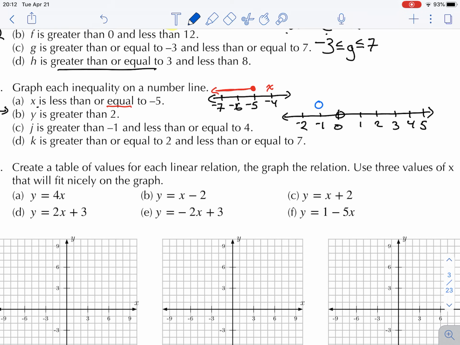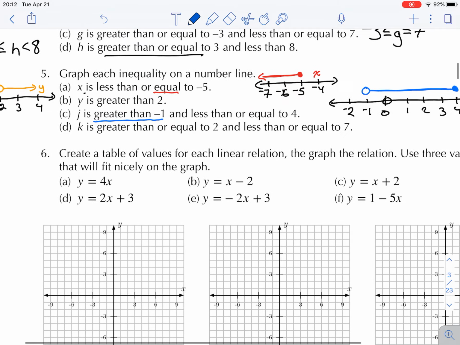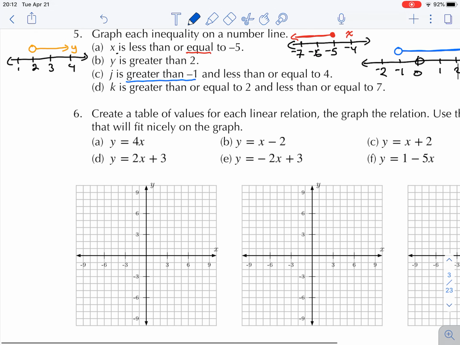Now J is greater than negative 1. So let's take a color for J. But J cannot be negative 1. It just says J is greater than negative 1. And it's less than or equal to 4. So I put a solid dot at 4. And J can be any of these numbers along this number line. So J can be plus 1, plus 2, plus 1.1, plus 3.9, negative 0.7, but it cannot be negative 1. It can be 4.